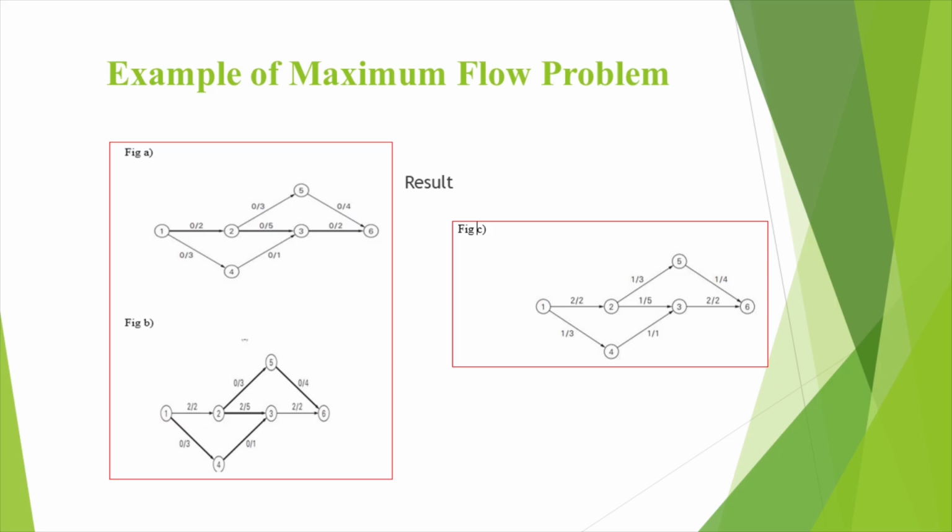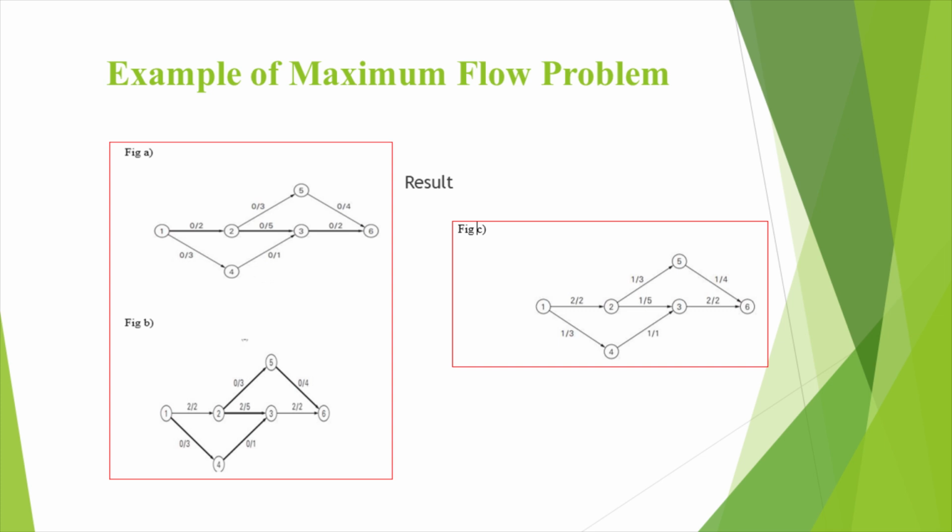In figure B, the graph reflects the network after applying the first augmenting path. The path from 1 to 2, 2 to 3, 3 to 5, 5 to 6 has been chosen, pushing 2 units of flow, which is the minimum residual capacity along the path. Edge labels now reflect this flow update as 2 slash 2, 2 slash 5 and so on. At this stage, a partial flow is distributed along one complete path from source to sink.